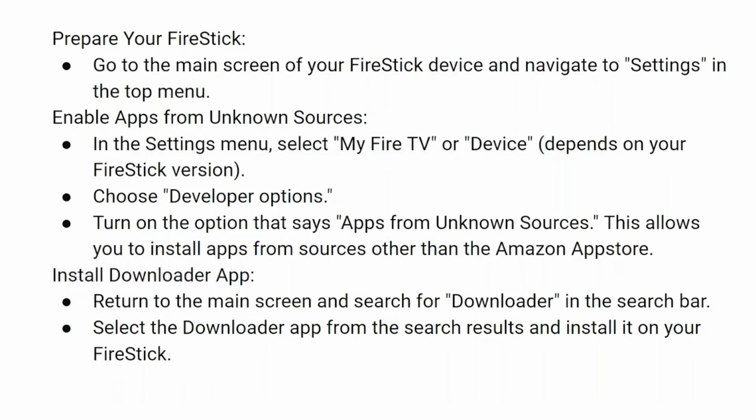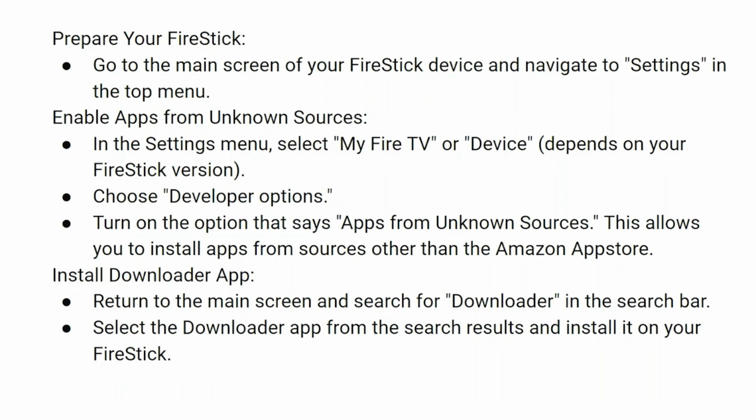And let's begin. Go to the main screen of your FireStick device and navigate to Settings in the top menu. In the Settings menu, select My Fire TV or device, depending on your FireStick version. Choose Developer Options. Turn on the option that says Apps from Unknown Sources. This allows you to install apps from sources other than the Amazon App Store.